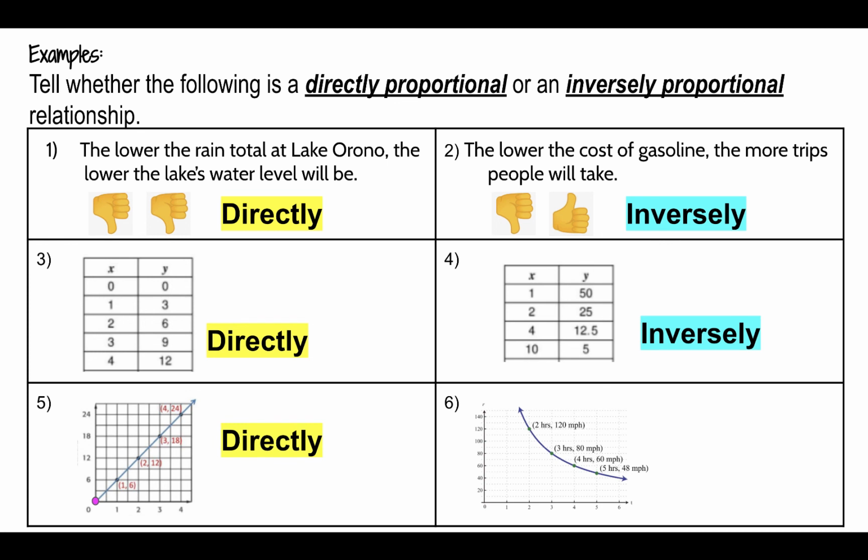Number 6, it's not a straight line and it doesn't go through the origin. It's what? Inversely proportional.